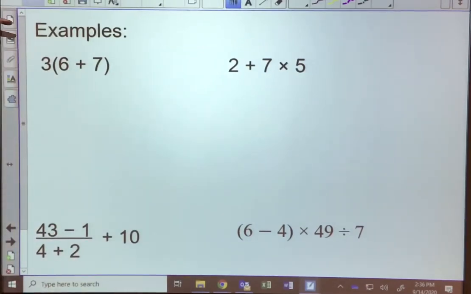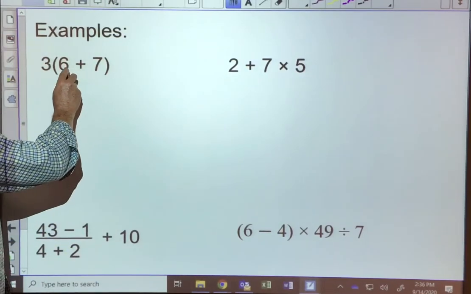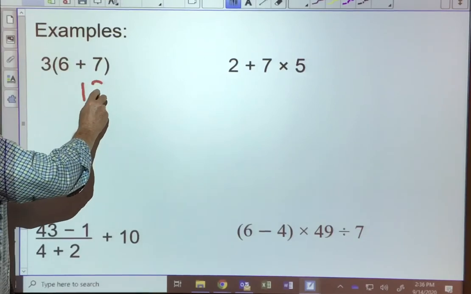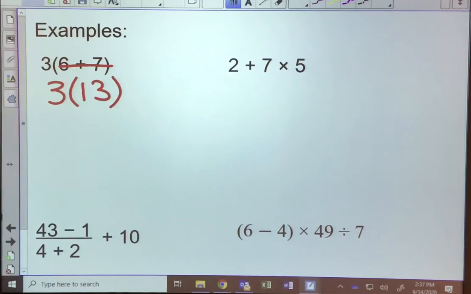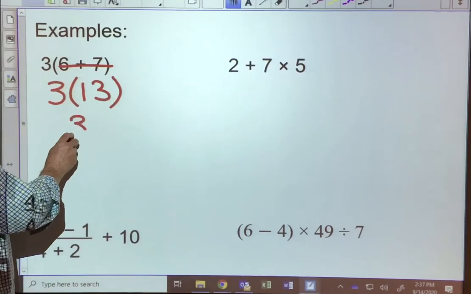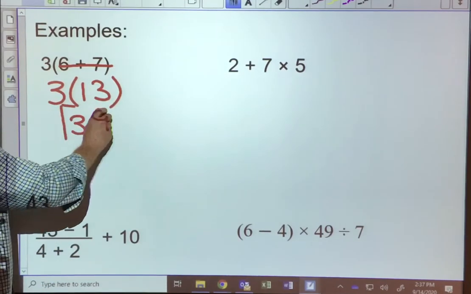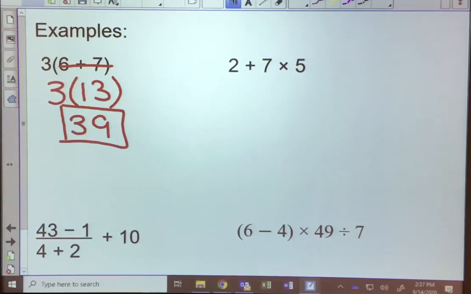If I just run through my PEMDAS, the P was for parentheses. We do have parentheses. So the first thing I'm going to do is this 6 plus 7, which is 13. So I've taken care of that, and I bring down the 3. The parentheses now, there's no math to be done inside of it, but it does represent an operation. It represents multiplication.